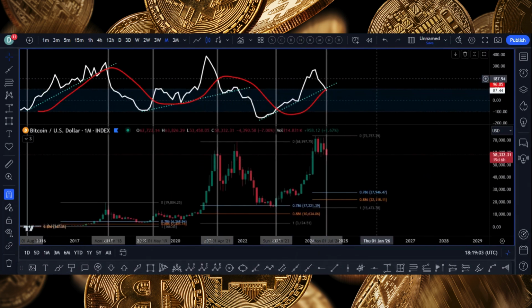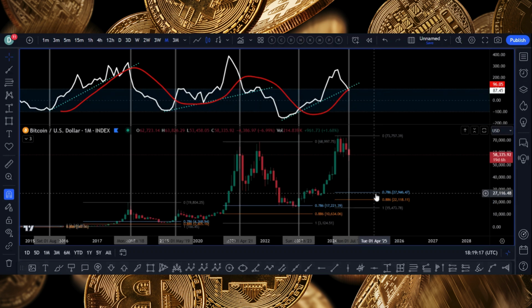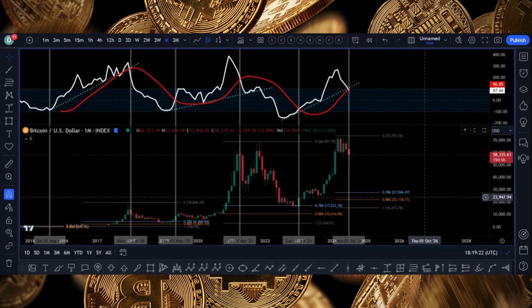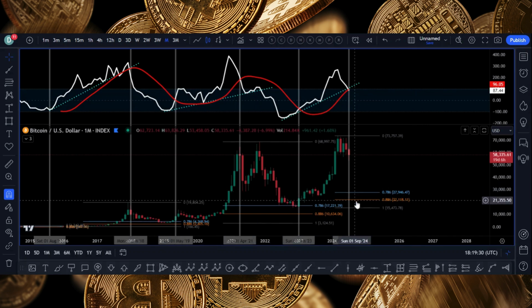So we're here. We have a break of our trend line. We have a cross of our signal line. We have the potential of coming back into our pocket of the 0.786 and the 0.886, and that's going to be around $27,000, guys, if history repeats itself. It hasn't proven wrong yet, but if history repeats itself, then you have a blueprint for where price action could potentially go to.